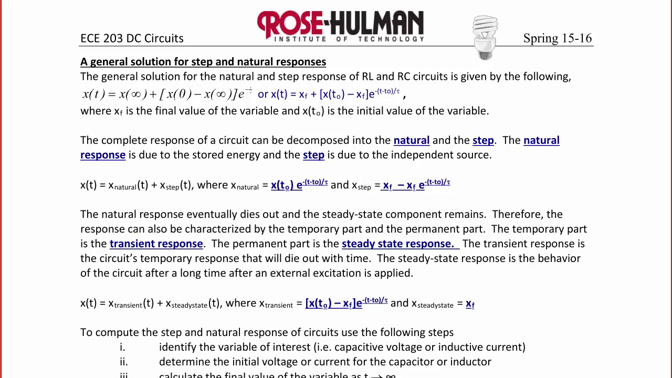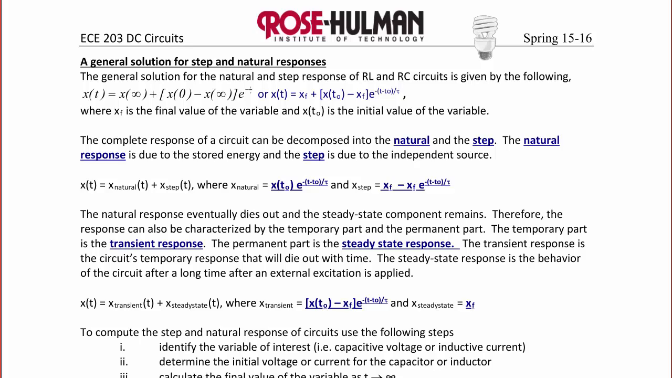where xf, or x of infinity, is the final value of the variable, and x of t naught is the initial value, or x of 0, of the variable, where our variable is either a voltage or a current. This could be a voltage or a current for an inductor, a capacitor, or a resistor.